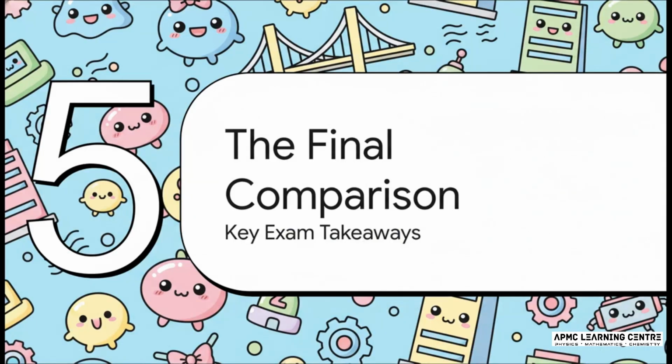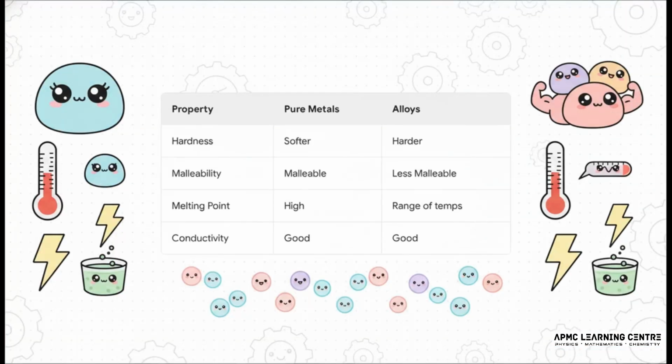All right, that was a lot to cover, right? From the sea of electrons all the way to massive bridges. So let's wrap this all up into a neat little summary. This is going to be perfect for your exam review. Okay, here's the ultimate side-by-side. When it comes to hardness, yeah, alloys are the clear winner.